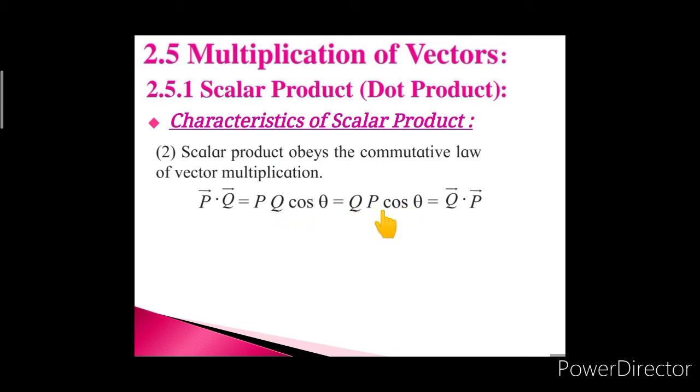That means we are multiplying vector q with vector p. It is vector q dot vector p. So either we write vector p dot vector q or vector q dot vector p, the result remains the same. It is nothing but the multiplication of the magnitudes of the two vectors and the cosine of the angle between them. Hence, we can say that the scalar product obeys the commutative law of vector multiplication.